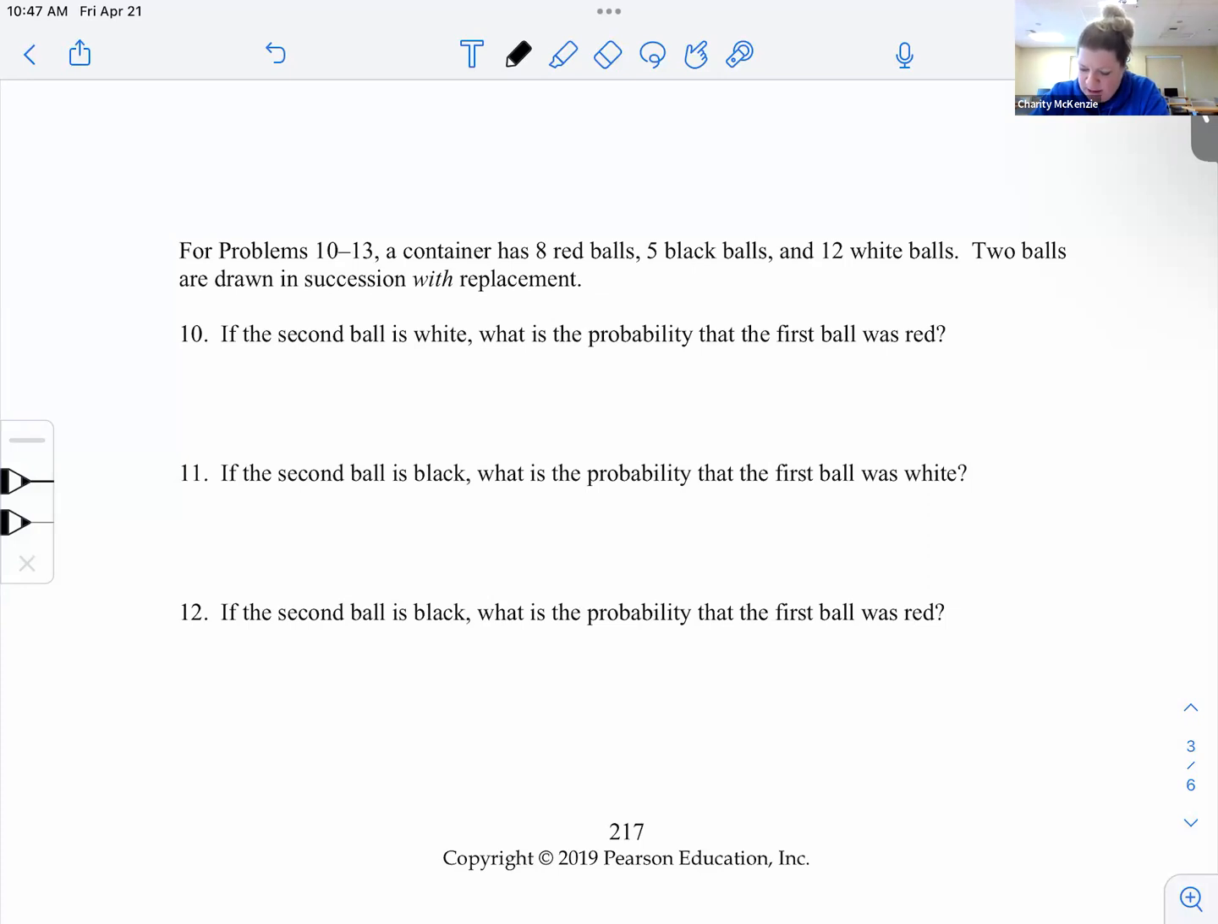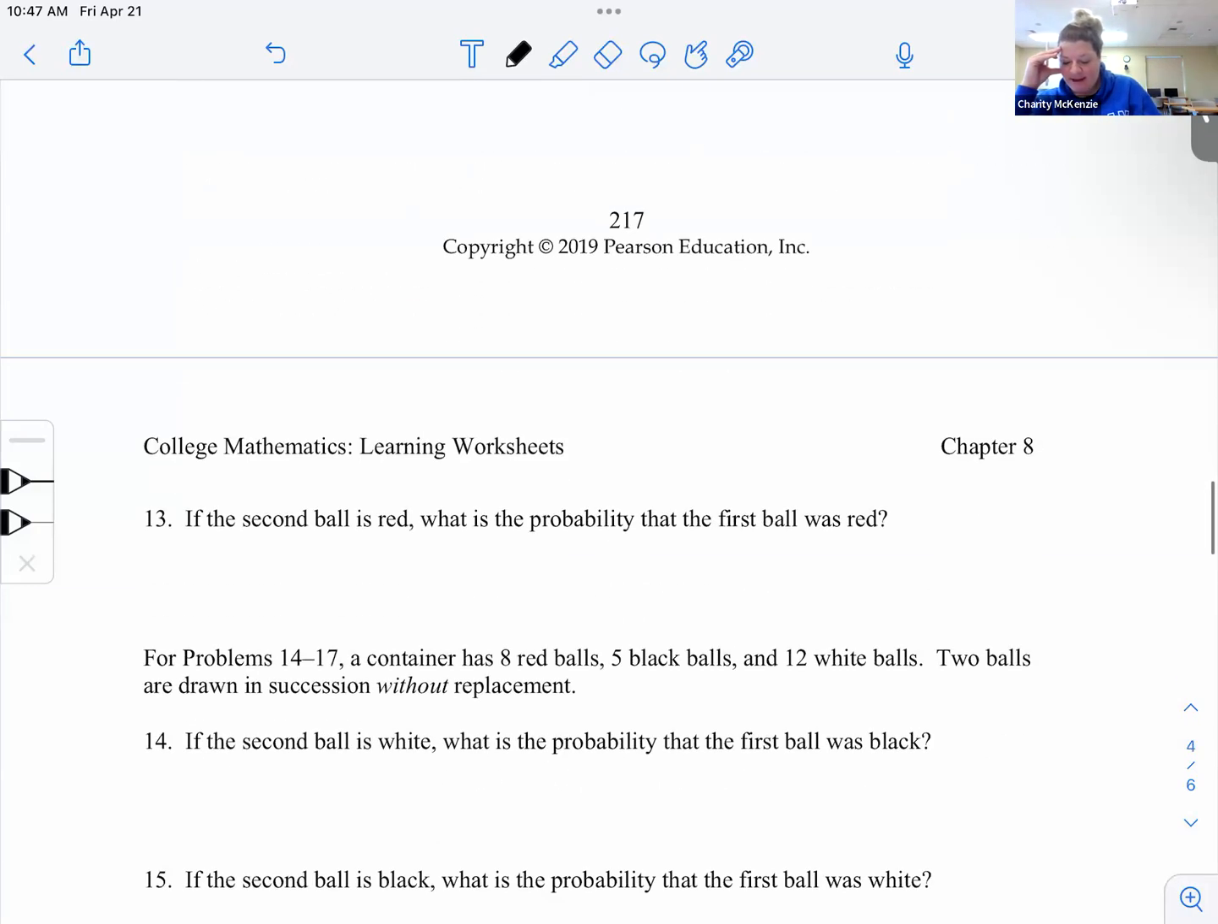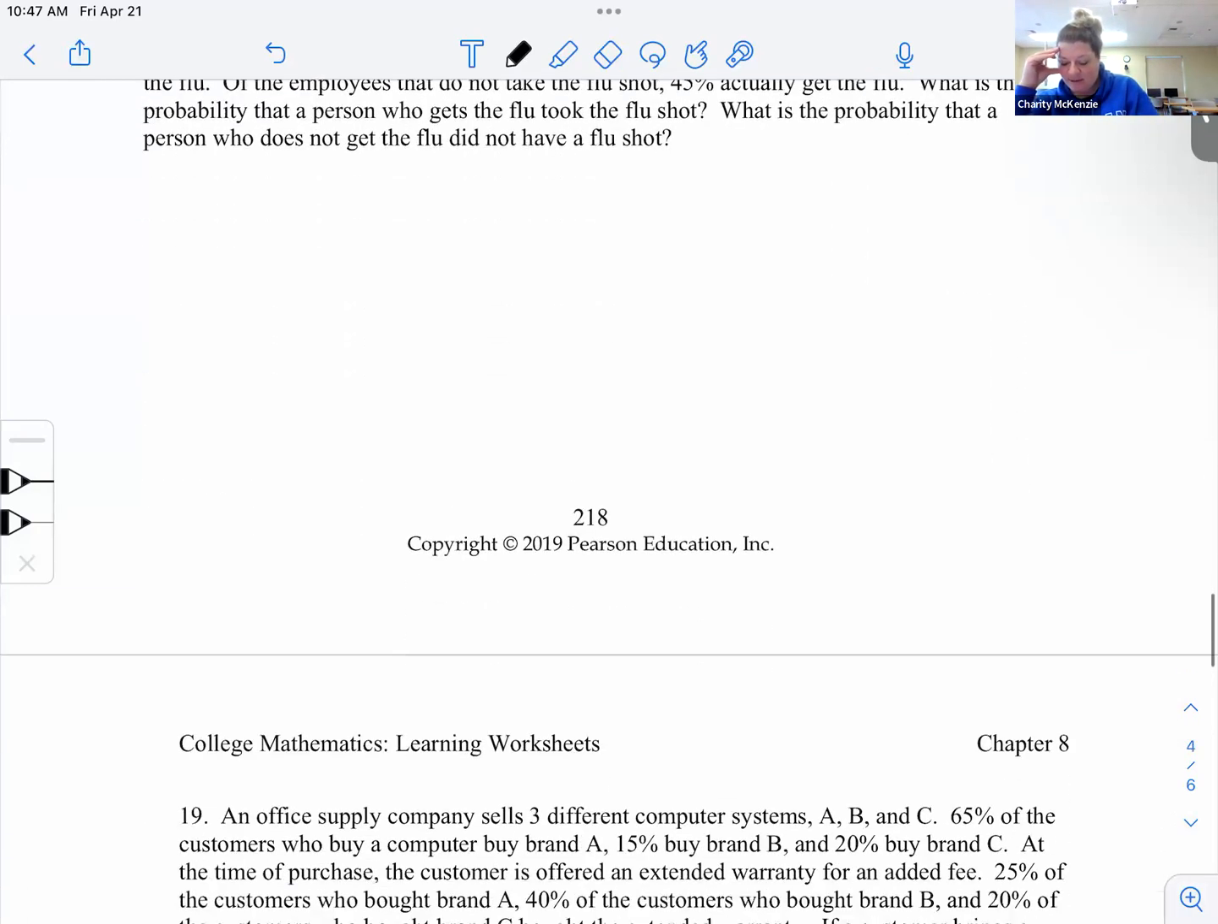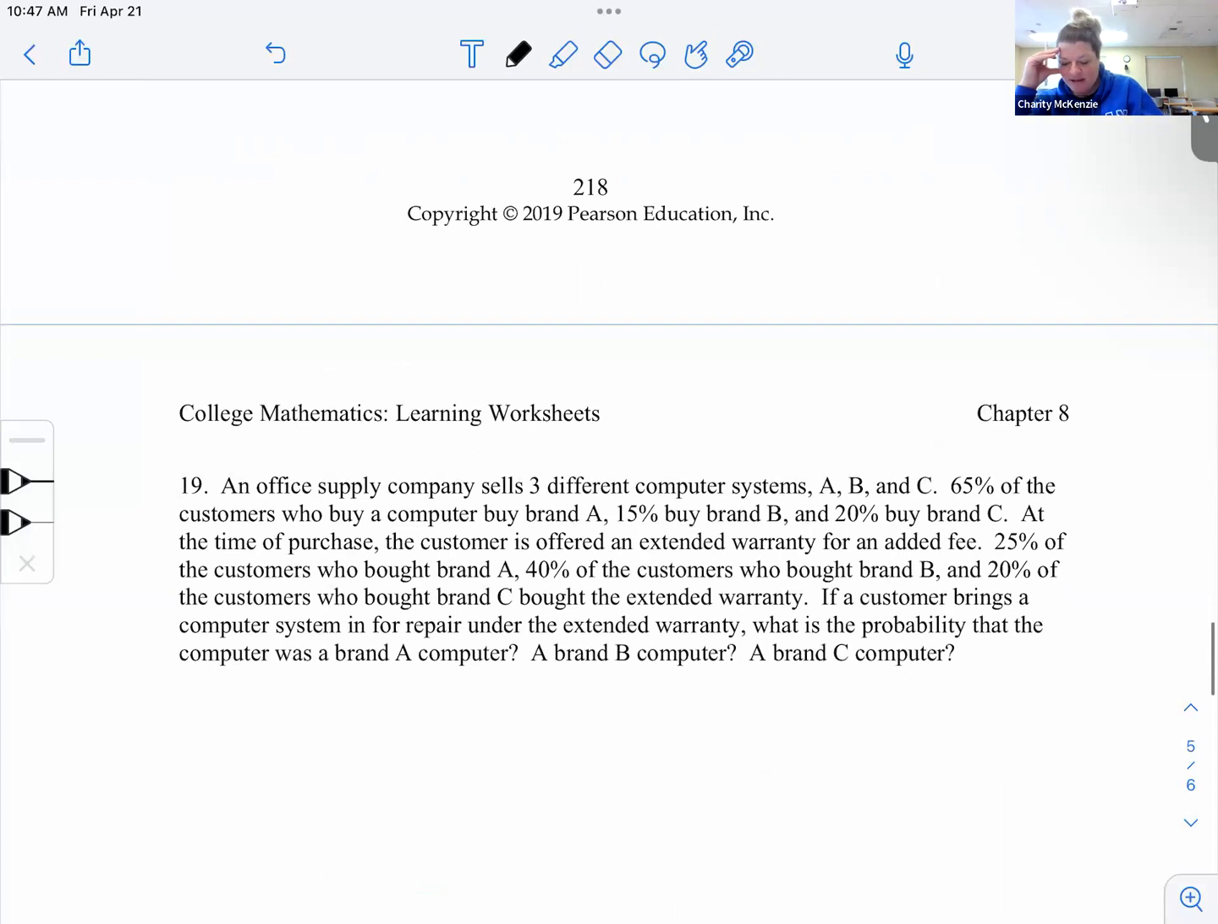You have 8 red, 5. This one's just harder than I'm going to give you. I don't even want to go over it. And this one just keeps going. That's the only problems I think they had. The supply 19, maybe 19's easier to do.